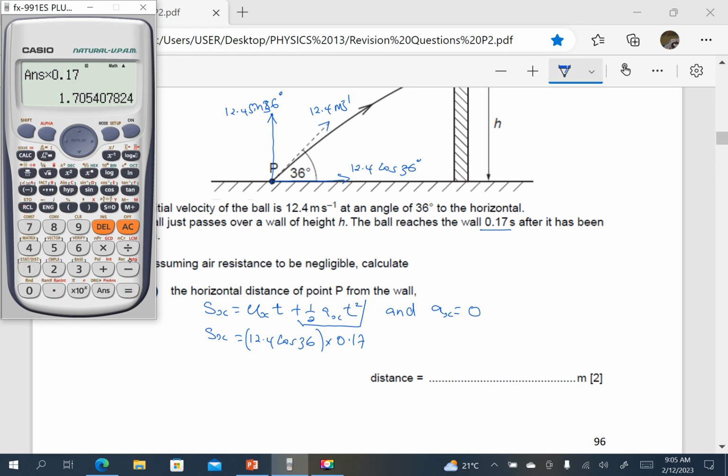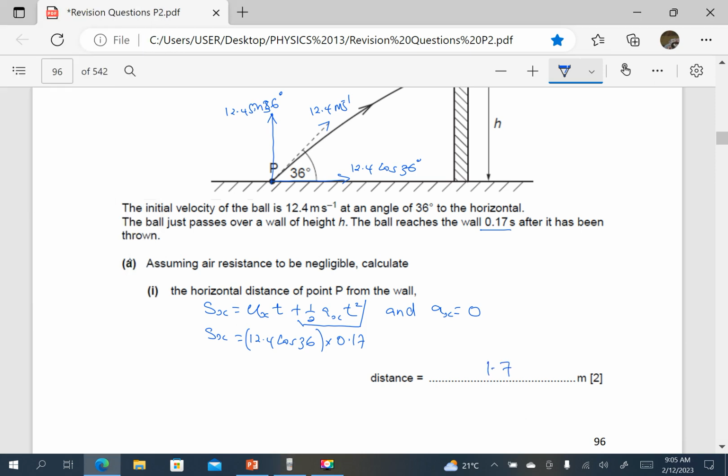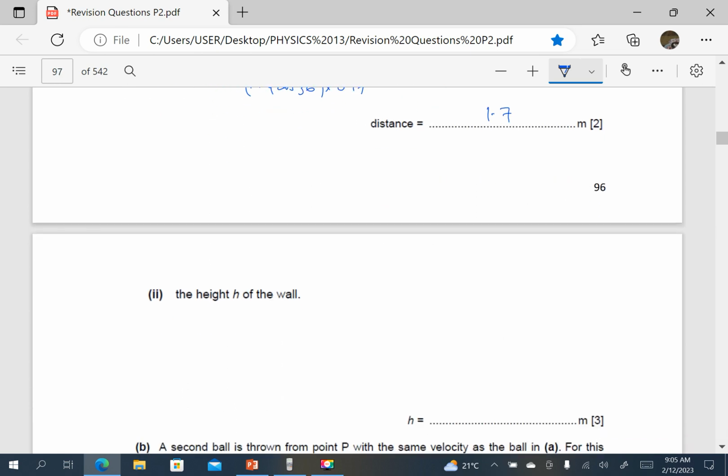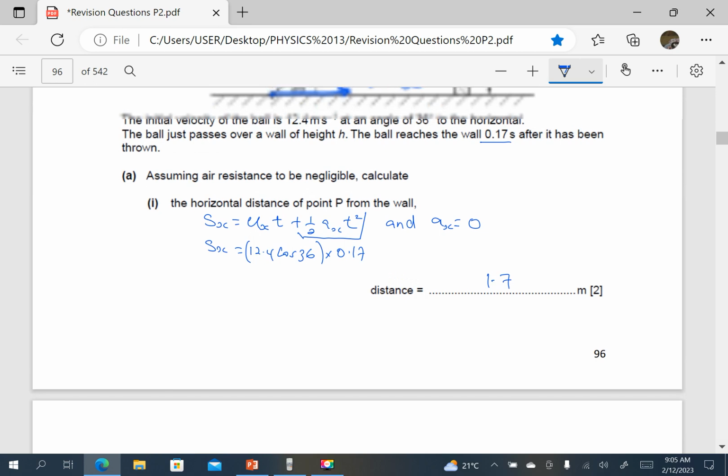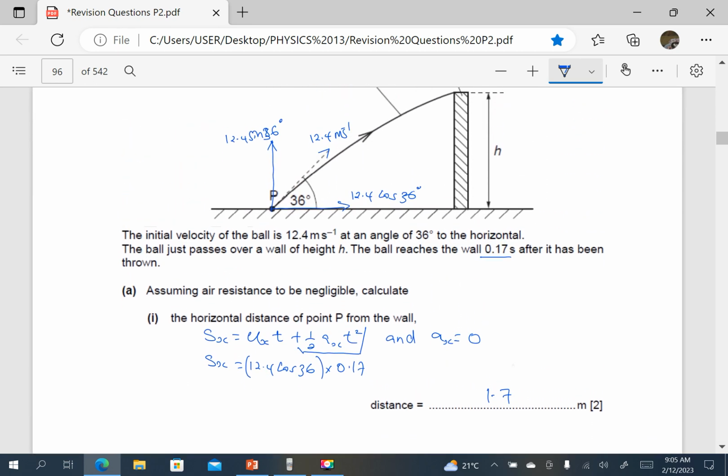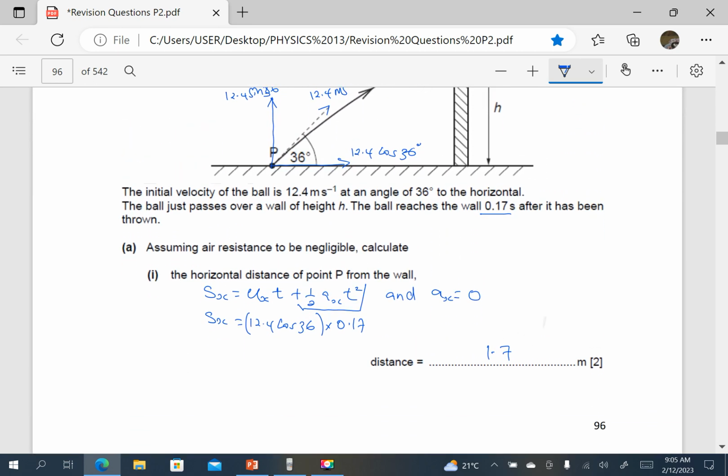So that gives us 1.7. So that distance is 1.7. The height h of the wall, determine the height h of the wall. We want the height h of the wall.